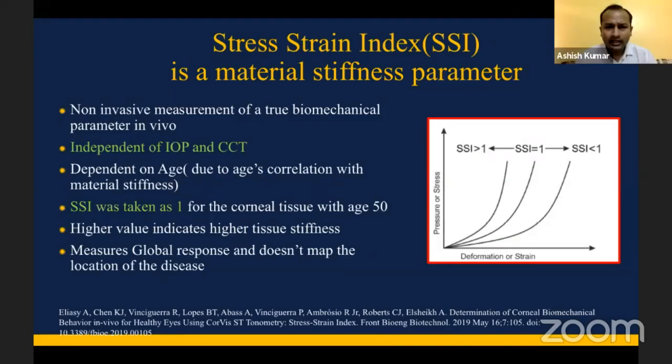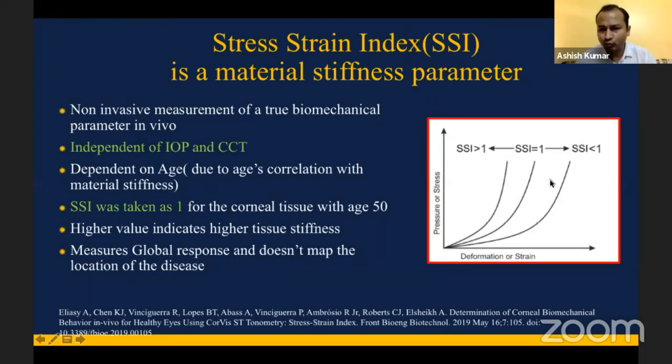This is another index which was recently given by Collins Sestri, called the stress strain index, and it's a material stiffness parameter. It's a non-invasive measurement of a true biomechanical parameter in vivo. Very importantly, it's independent of IOP and CCP, and it's dependent on age. SSI was taken as 1 for corneal tissue at age 50, and a higher value indicates higher stiffness.